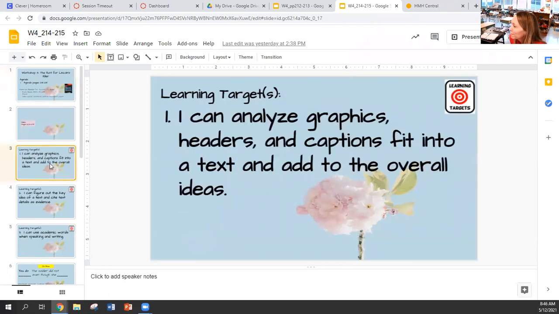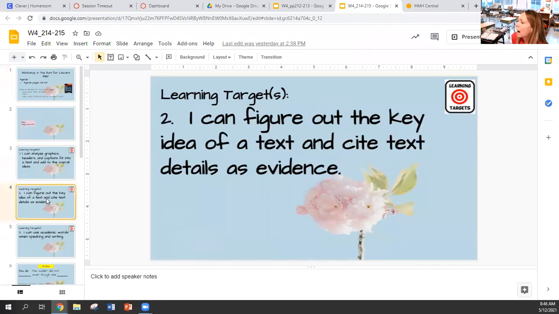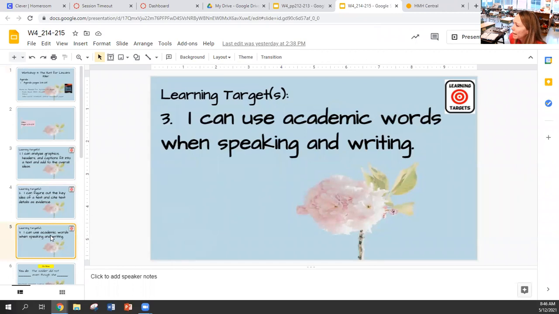I can analyze graphics, headers, and captions, how they fit into a text, and add to the overall ideas. I can figure out the key idea of the text and cite details as evidence. We've always done that on these pages. That should be second nature to you now. And I can use academic words in speaking and writing.